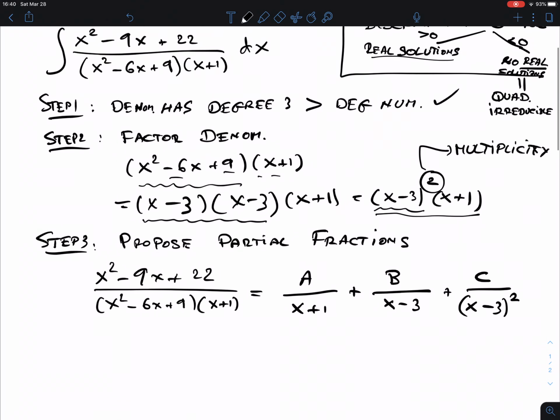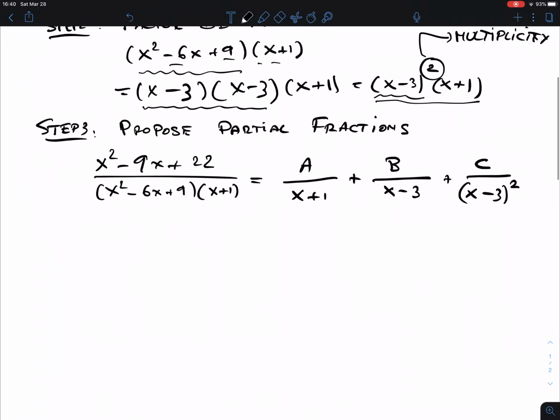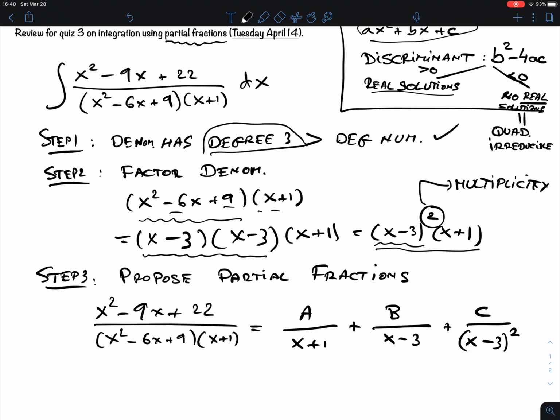Remember we said that the degree of the denominator was 3? Well, we will have 3 letters, unknowns, that we have to solve for. Okay, so this is what happens when you have multiplicity. This is the case where you can factor. This is not the case for quadratic reducible. That's the next example I will do.